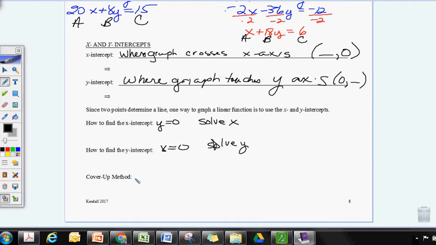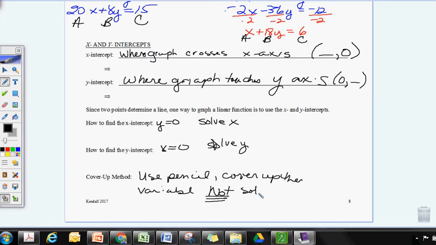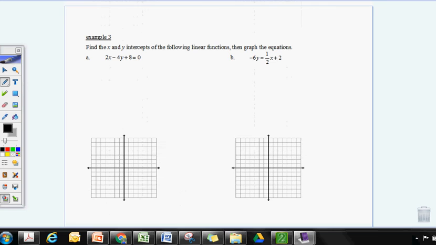We also use something called the cover-up method, and we're going to use a pencil to cover up the variable we're not solving for. Okay, so now let's put this to good use. Let's finish this graph up and be done with this.